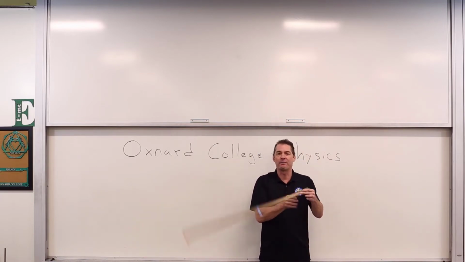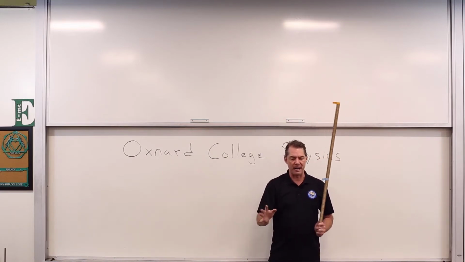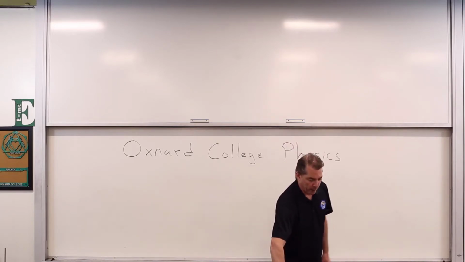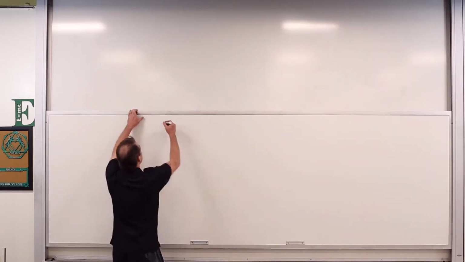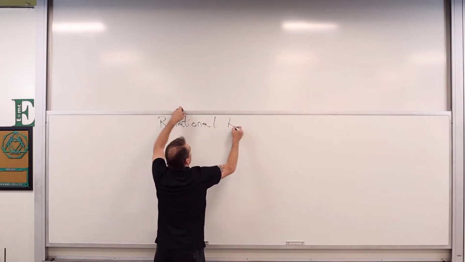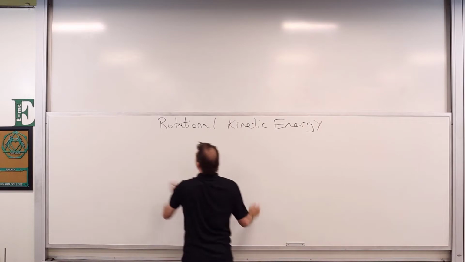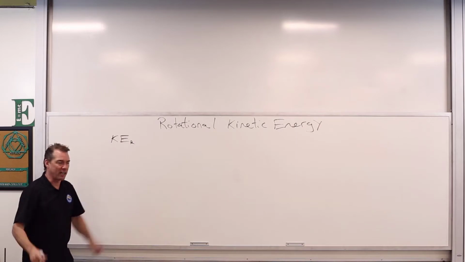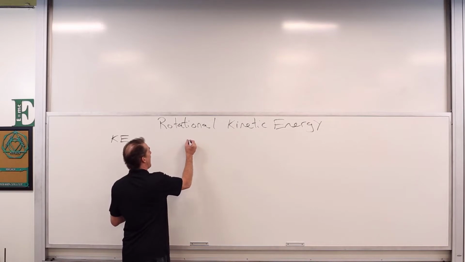Everything's moving at the same angular velocity, but not at the same tangential velocity, not at the same rate through space. And that's what kinetic energy is really a function of, right? How fast is something moving? So what we want to start doing is looking at rotational kinetic energy. And generally, I just call it KE sub r, so we know that we're talking about rotation, with a subscript r in there.